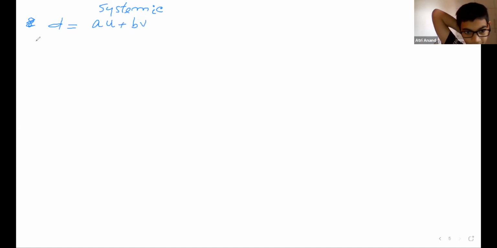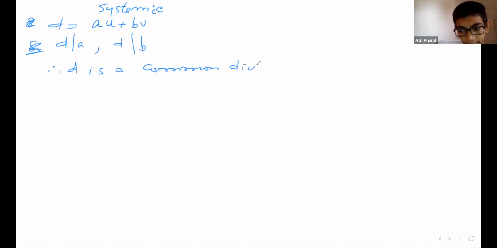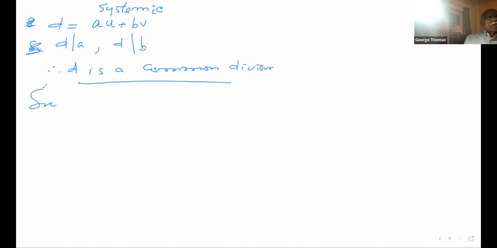Wait a minute. Suppose we know that our D is the smallest element and it looks like AU plus BV. Agreed? Suppose we found that D divides A and we found that D divides B. Therefore, D is a common divisor. That much we proved. Hey, wait a minute. Suppose M is a common divisor. What does that mean? A equals some alpha M. B equals some alpha M.